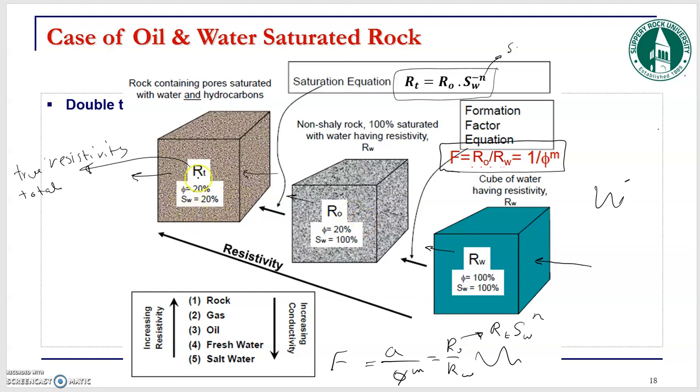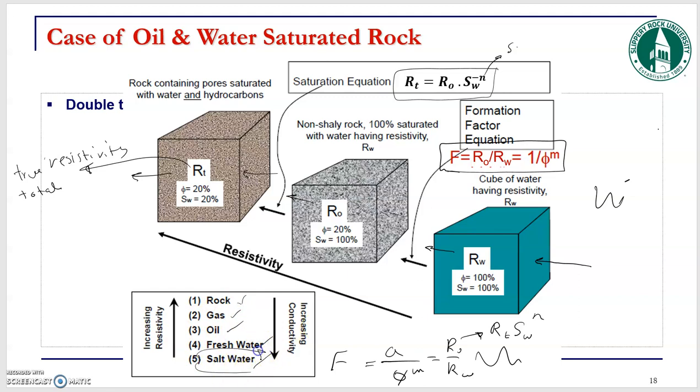And finally we have RT, where you have rock, a lesser amount of water, and then some oil. The oil resistivity is higher than the water or brine resistivity, and therefore your resistivity increases in this order: you have RW, then RO, then RT. You can see also in this table that the rock has the highest resistivity, then gas, then oil, then fresh water, then salt water.